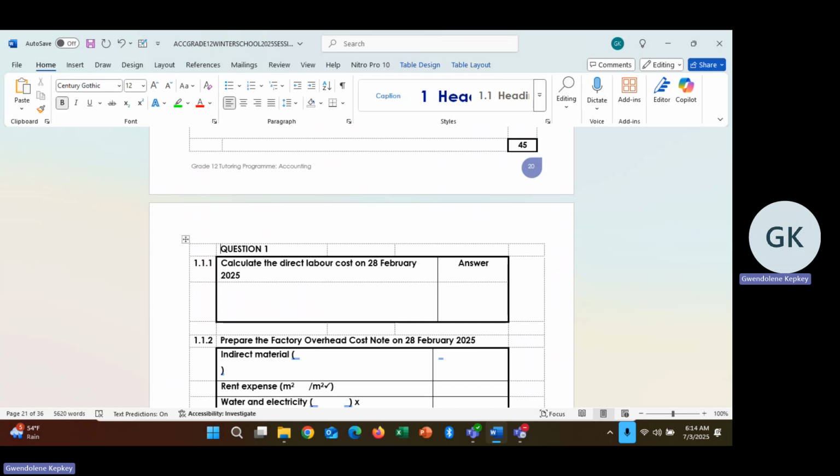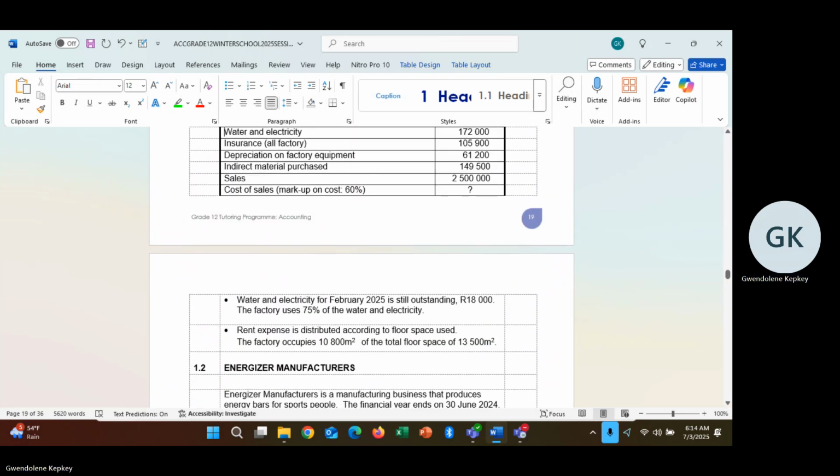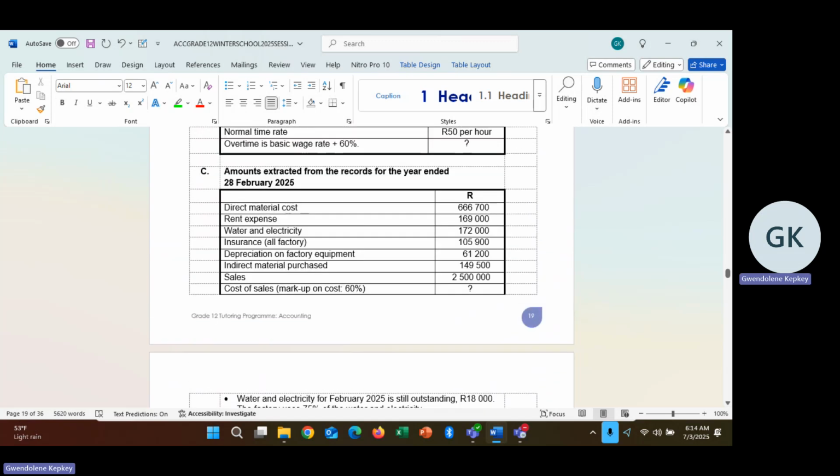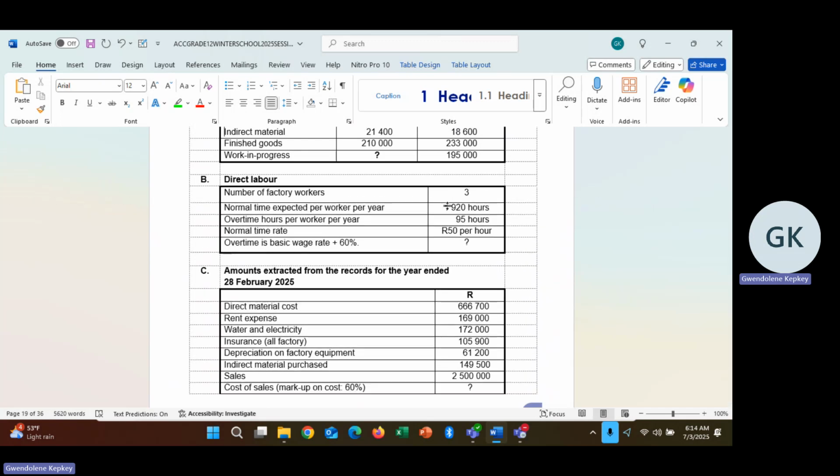So let's find out what the number of workers is in this exercise, as well as the hours and what the rate is. All of these become important. They have 3 workers. They worked in total 1,920 normal hours.